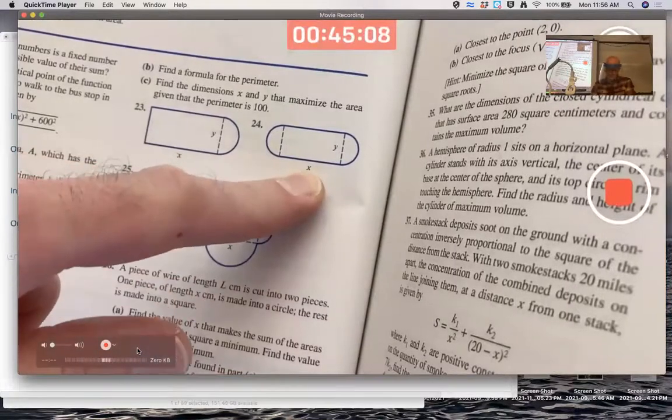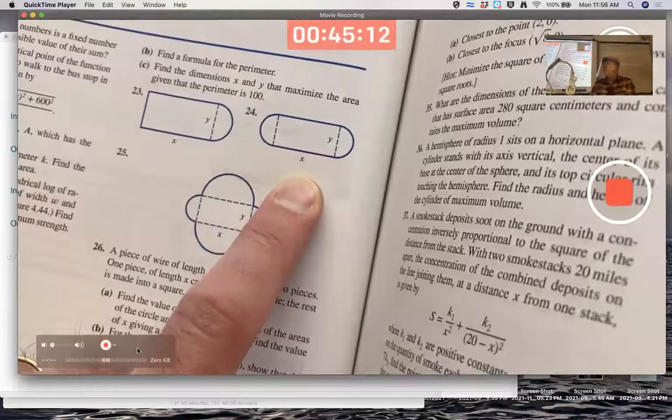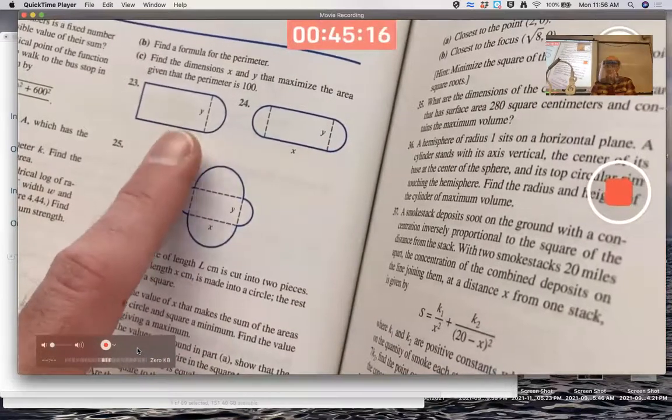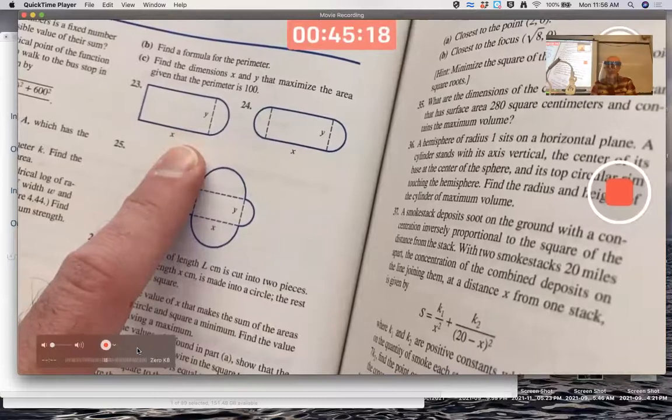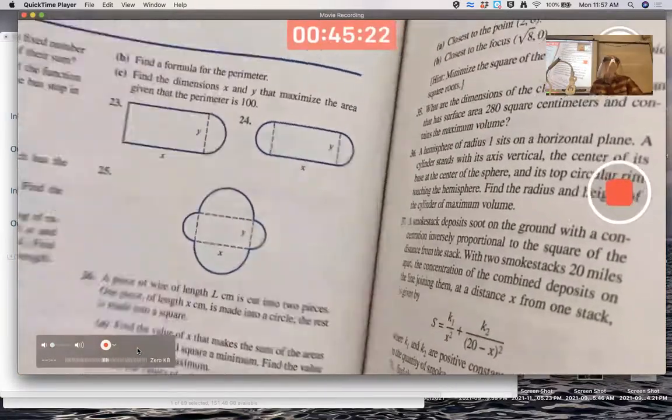We were trying to maximize the area for a given perimeter. So if I do one like this, I'd be somewhat likely to possibly put that kind of problem on there, number 23. It'd be worth practicing.